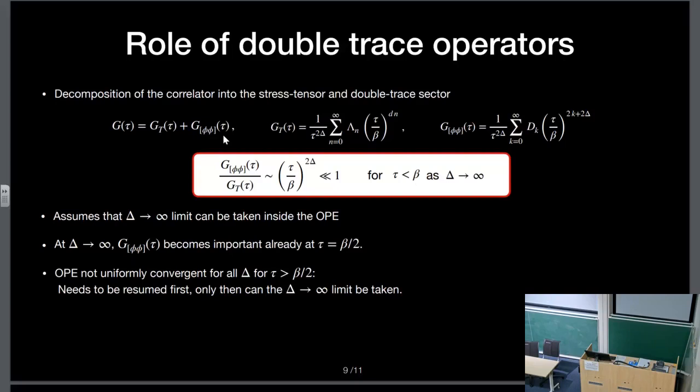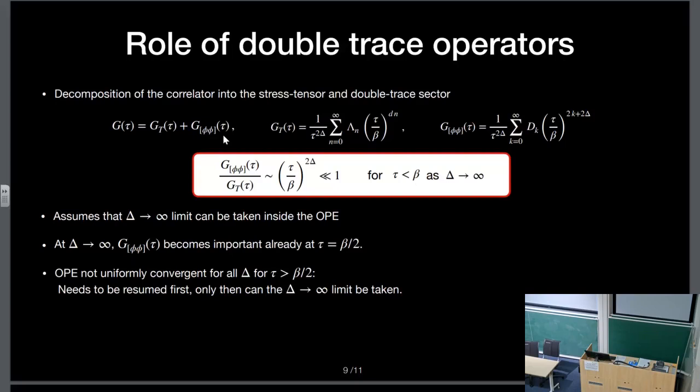And the key assumption that goes into this formula is that you can take the delta to infinity limit after you take the OPE, which is not true because we know from our holographic analysis that at tau is beta over 2, something different happens, and what happens is that the double traces become important. Or in other words, if you want it more mathematically, the OPE is not uniformly convergent for all delta, in particular as delta goes to infinity, for tau greater than beta over 2.